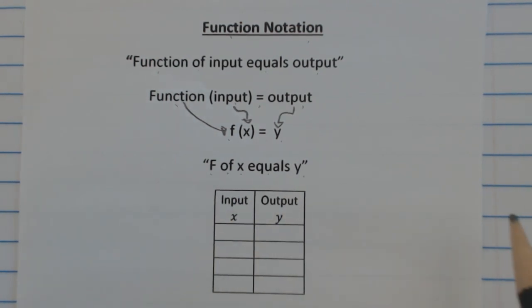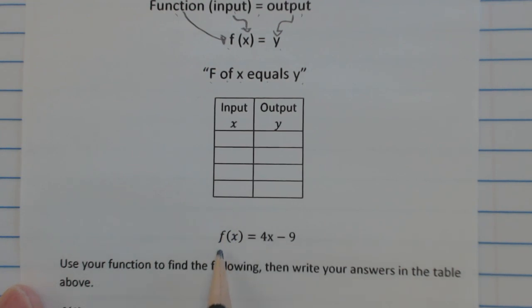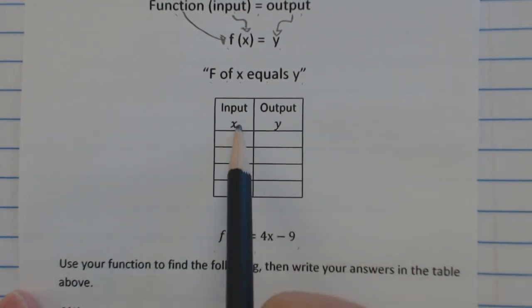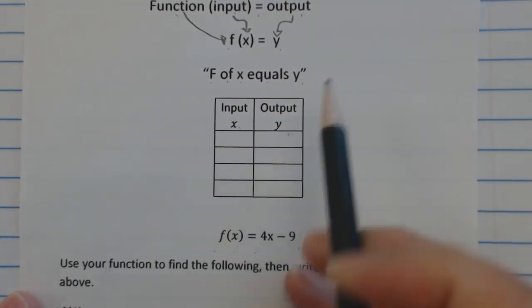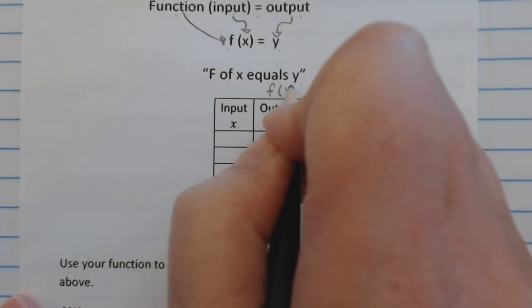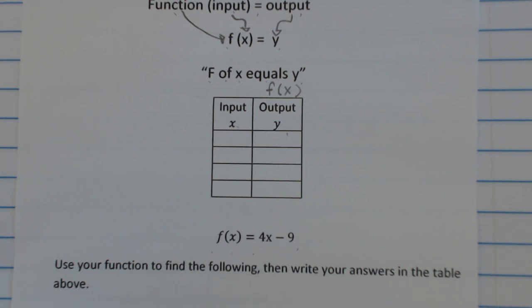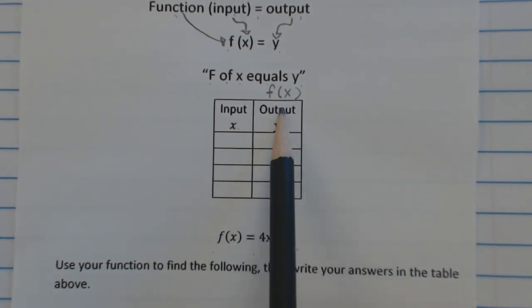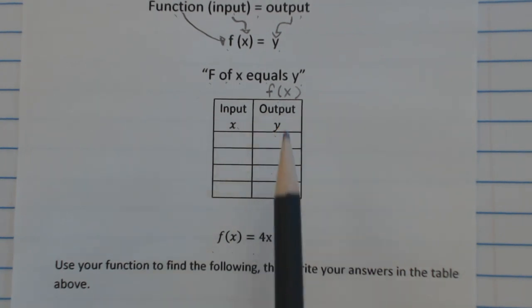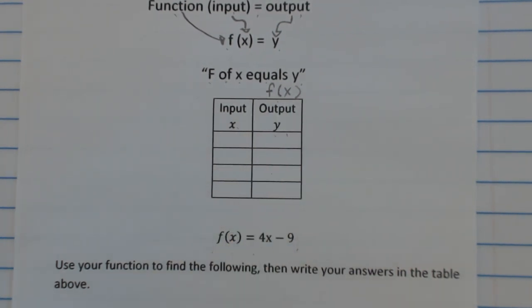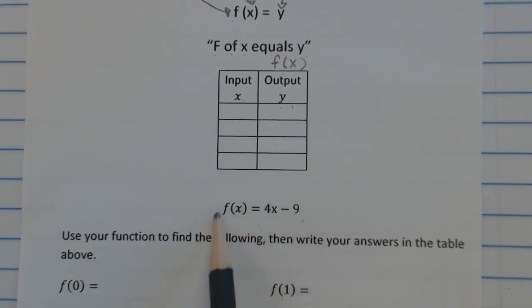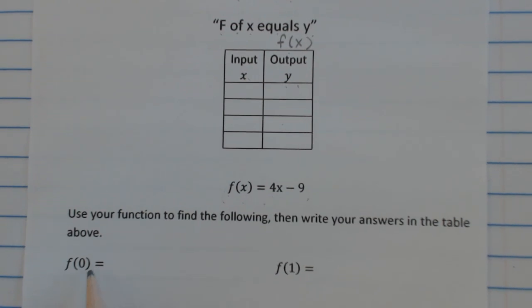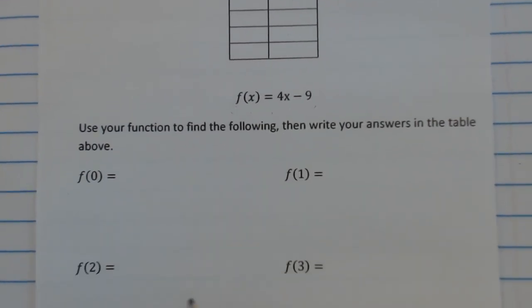Here's our input-output table. We will be filling this out because we have a nice little function down here: f of x equals 4x minus 9. We're going to have some inputs and determine what the output is. We could have also labeled this f of x, because remember f of x equals y. You could call this the output, y, or f of x. Different variations for the same concept. Use your function to find the following, then write your answers in the table above. We have f of 0, f of 1, f of 2, and f of 3.